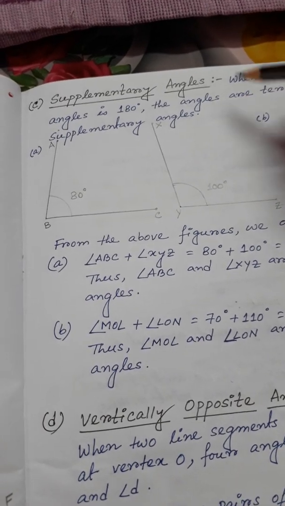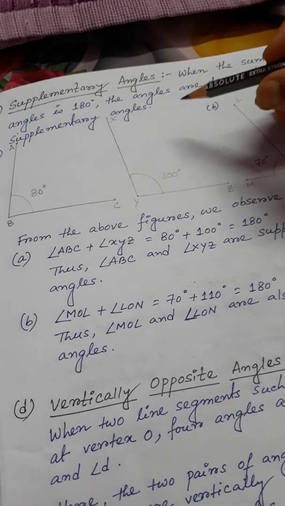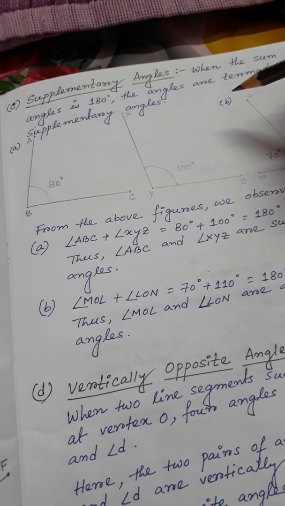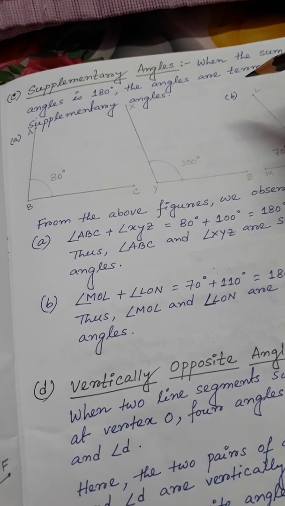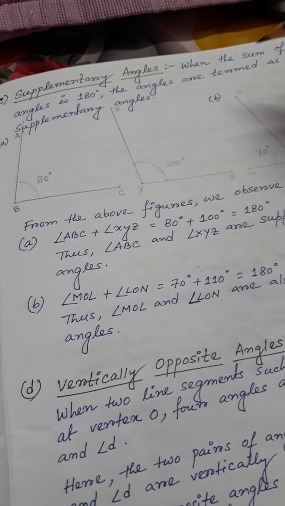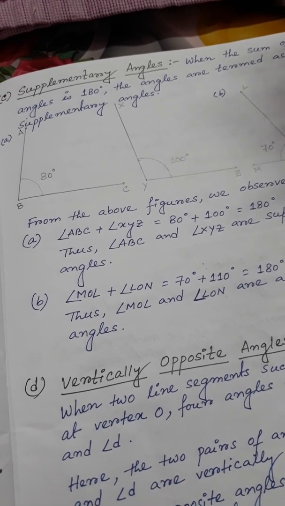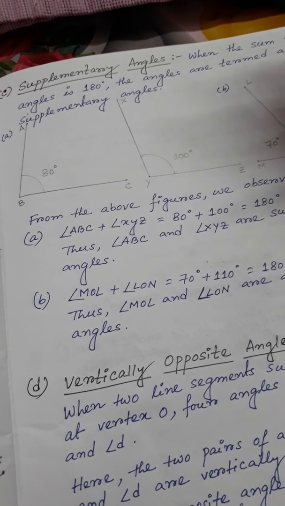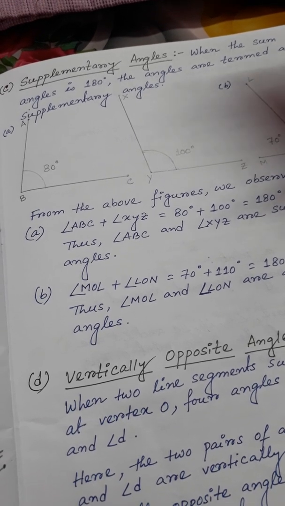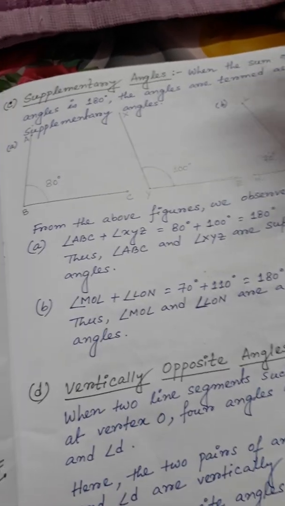Let's see another type of pair of angles: supplementary angles. What is the difference between complementary and supplementary? For complementary angles, the sum of two angles is 90 degrees, and here the sum of two angles is 180 degrees. So don't get confused here. Remember, complementary means the sum of angles is 90 degrees, supplementary means the sum of angles is 180 degrees. Such angles are termed supplementary angles.